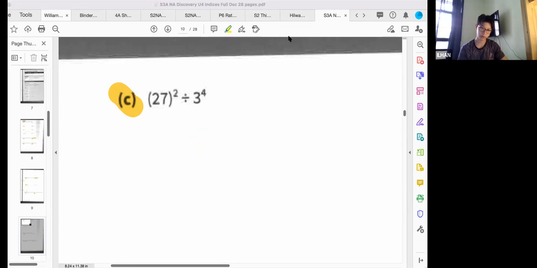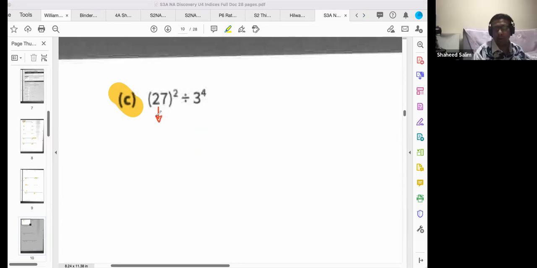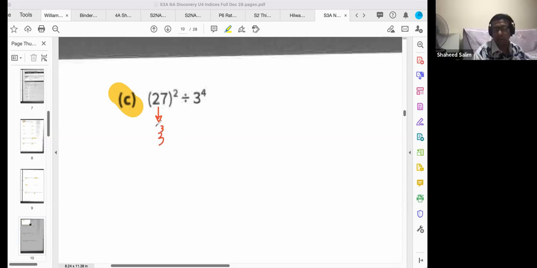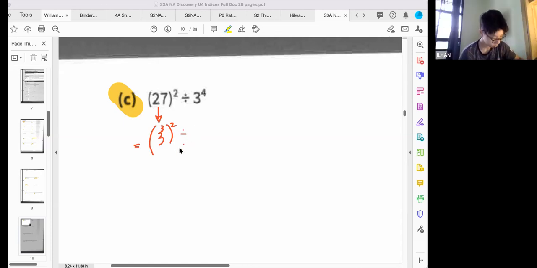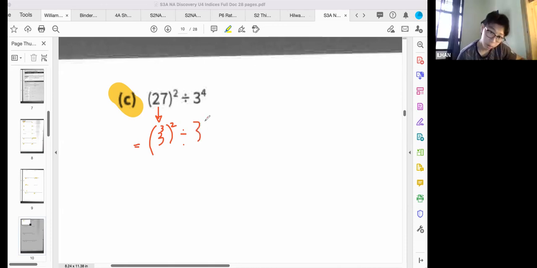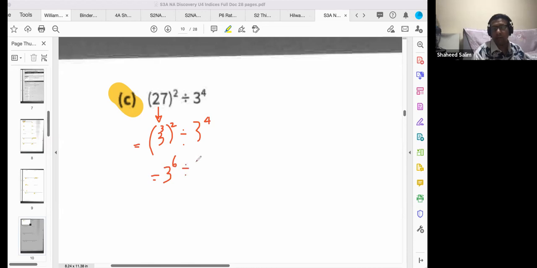Okay, let's see now. So now down here I'm going to factorize this. It's 3 to the power of 3, correct? 3 times 3 times 3 is 27, right? Do you agree? Okay, then I put the 2 outside on here. And then this one, I can make it 3 to the power of 5 or 6? Which one? 6. 3 times 2, 6. Then divide by 3 to the power of 4. Then you minus the powers. 6 minus 4 is 2. So 3 to the power of 2. Answer is 9.